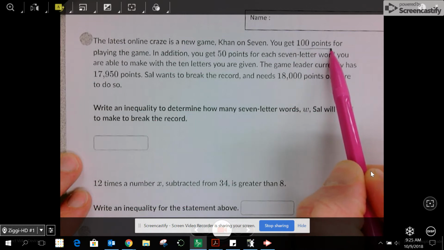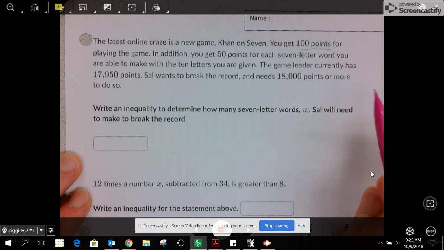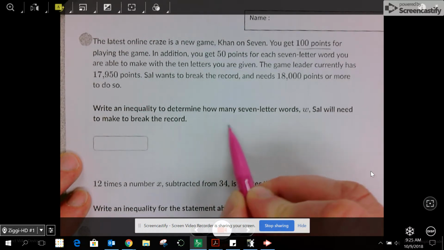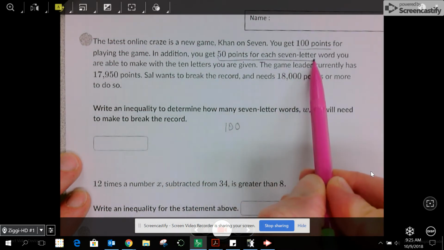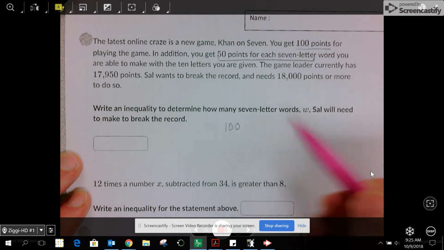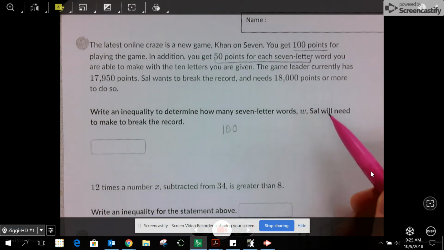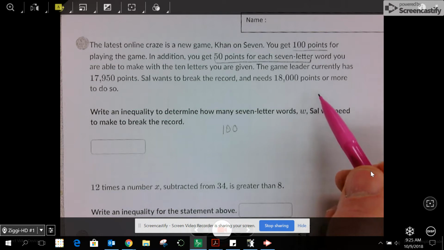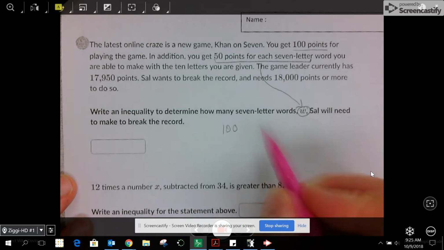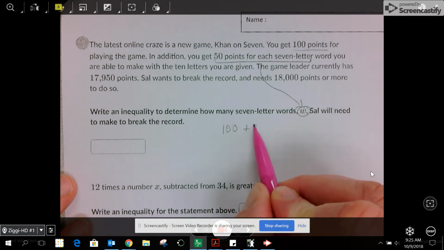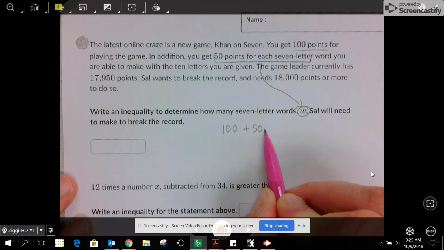You get 100 points for playing the game. Anytime there's no rate or pay rate or point rate, that's just called a constant. So that's 100. That's by itself. In addition, you get 50 points for each 7-letter word. So that's like a pay rate or a scoring rate in this case. So every time you get that word, you're going to get 50 points. So when you look down here in the problem, they're going to tell you what that variable is. That's kind of your hint that you're going to be multiplying that. So 50 for every word.